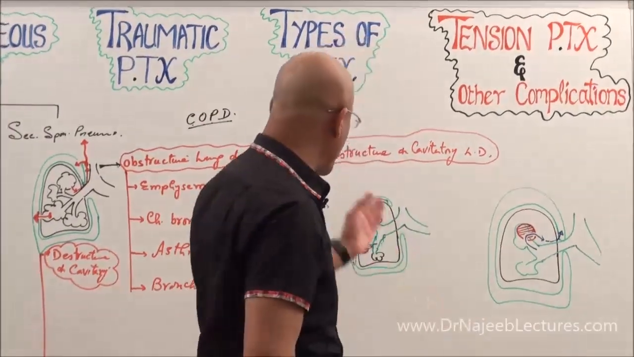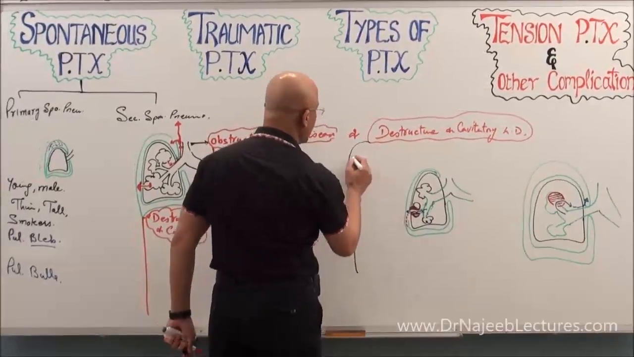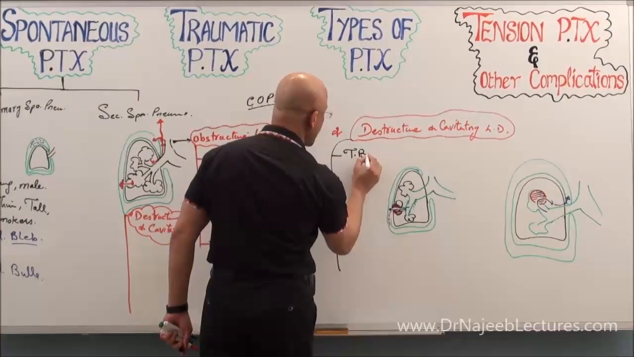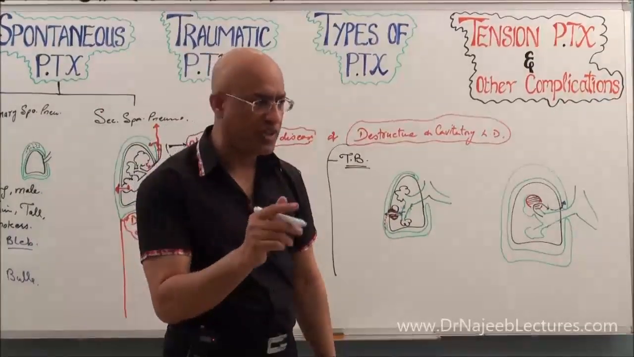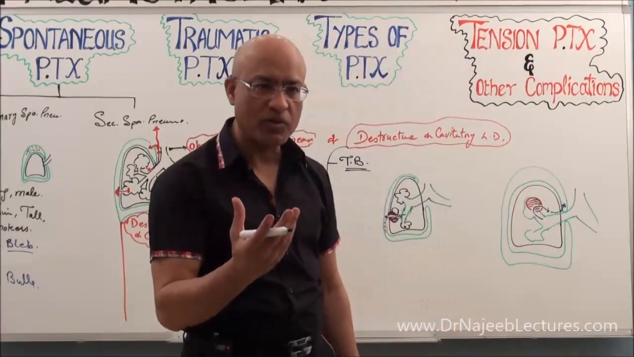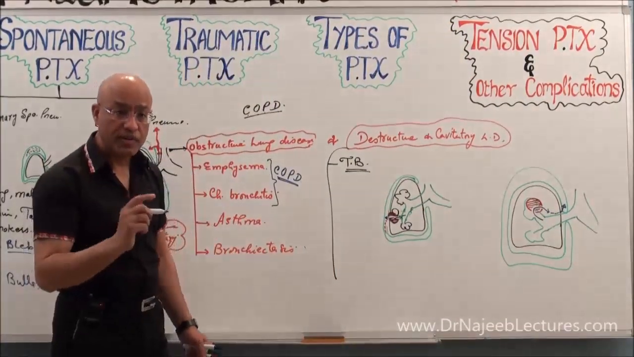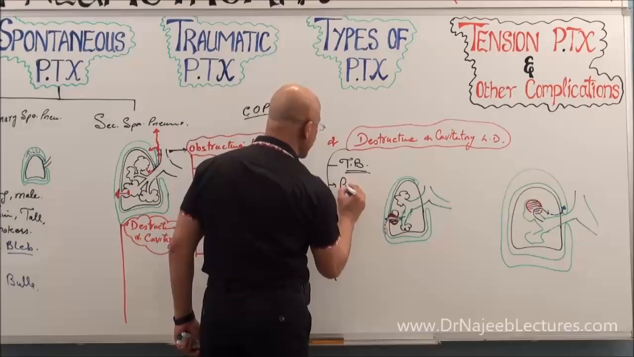Clear? Now, what are the examples of this condition? Of course, at the top, I would love to put tuberculosis. Because tuberculosis not only produces caseous necrosis, but it also produces cavitatory lesions. So in patient with tuberculosis, there is a risk of pneumothorax. Is that right? Then suppurative pneumonias.